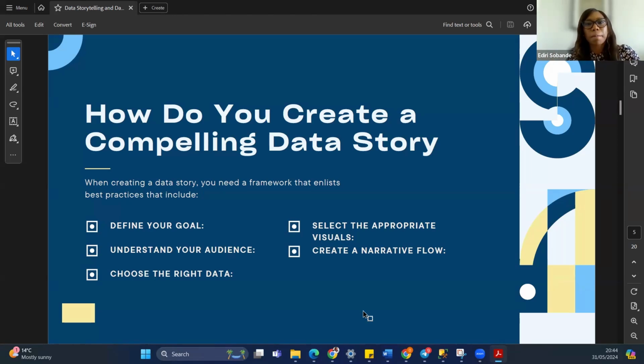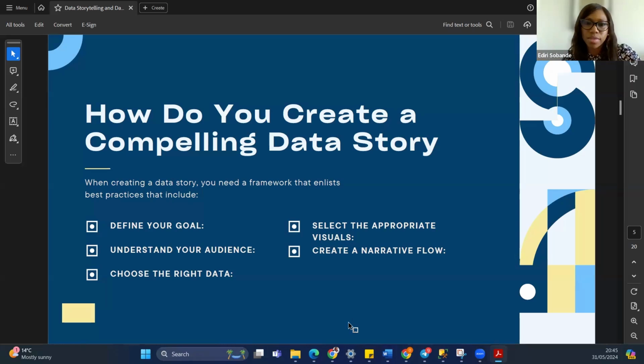Your data set is important. So you have a goal, you have an audience. What kind of data do you need? Where are you going to get the data from? How are you going to source this data? And how are you going to analyze this data? Choose the right data that is appropriate for your goal and for your audience. Appropriate for you to achieve your goal and to be able to inspire your audience.